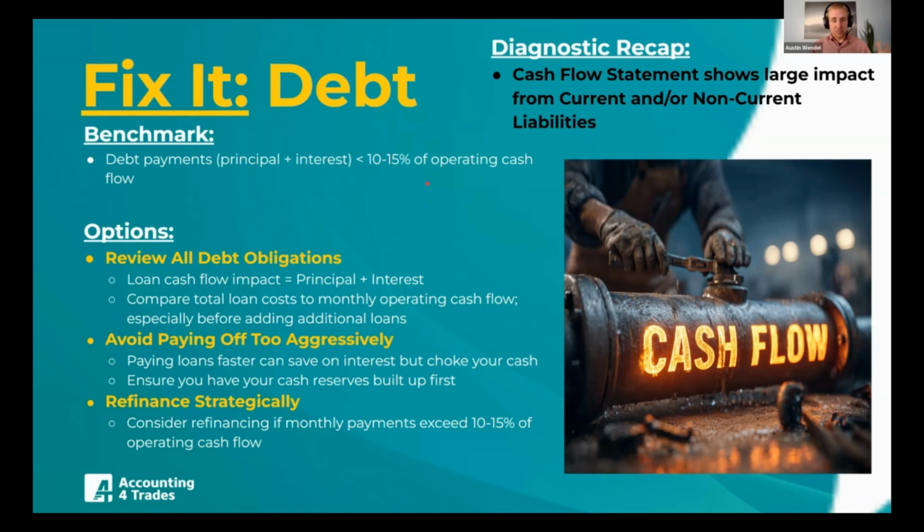Now, how do you make sure that happens? First and foremost, you're going to review all of your debt obligations. So know what your monthly payment is, and then check that against your average operating cash flow. Again, the loan cash flow is principal plus interest plus whatever extra you're paying on it. And then compare that total loan cash flow to the monthly operating cash flow.